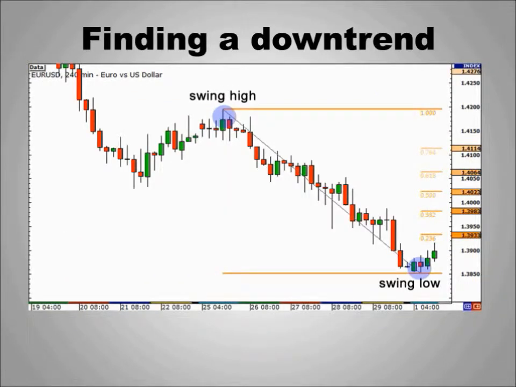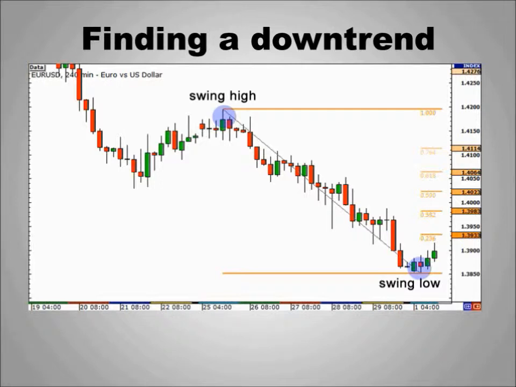Now, finding a downtrend. Well, it's the same way as finding an uptrend, with the only exception being that we start with the swing high first. Then we go to the swing low. And then, as you can see, we have our line connecting the swing high and the swing low.